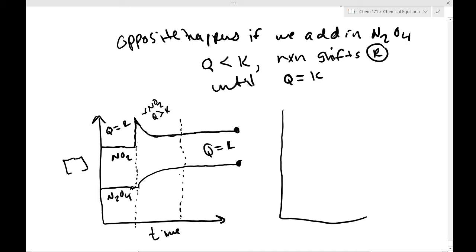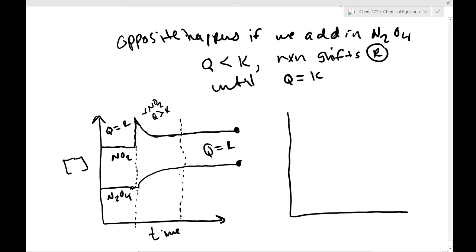What happens when you add in N2O4? So again, we have concentration on the y-axis, we have time on the x-axis, and we'll have our same concentration starting out, NO2 and N2O4.